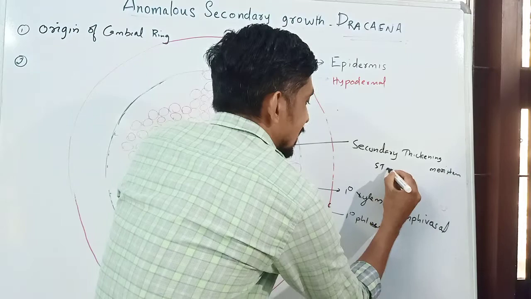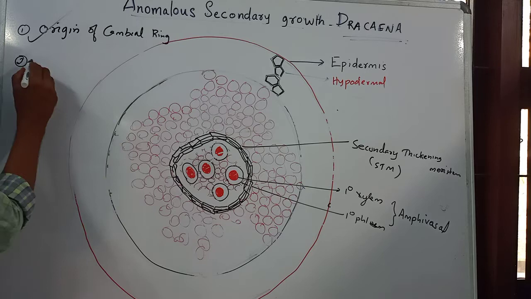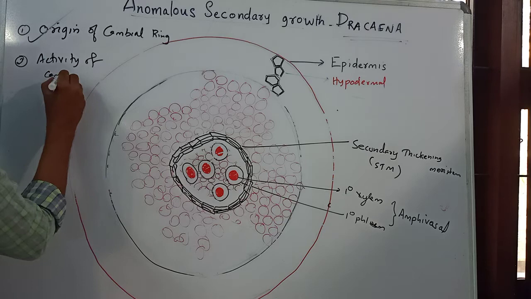So this is the one anomaly. They are formed from the cambial ring, which is formed from the cortical cell, which is present just around the primary vascular bundle. And the second anomaly is their pattern of division, or their activity. So the second anomaly is the activity of cambial cells or cambial tissues.